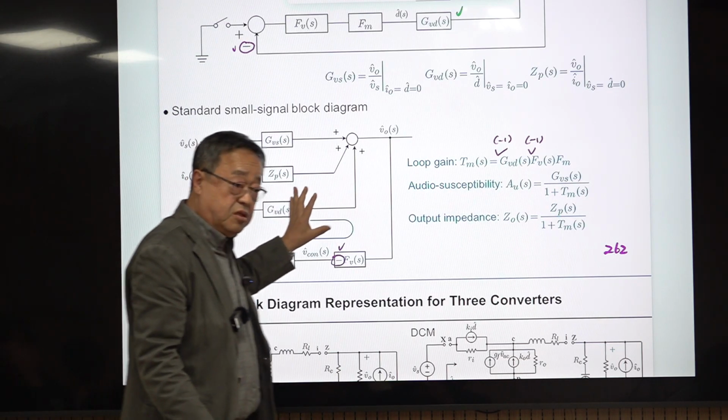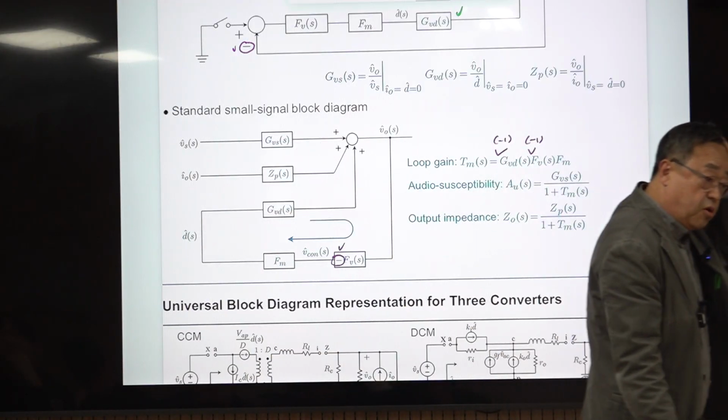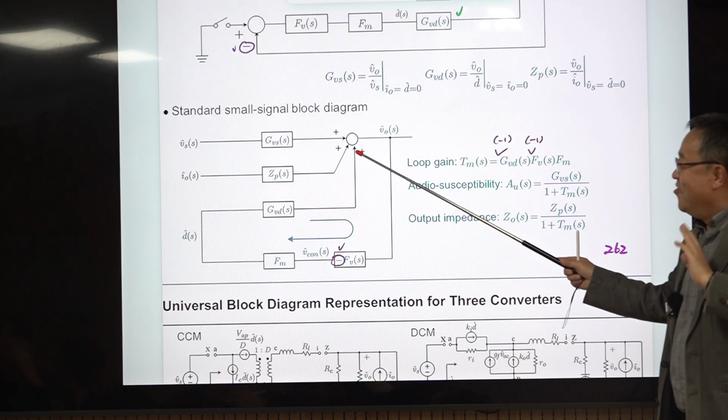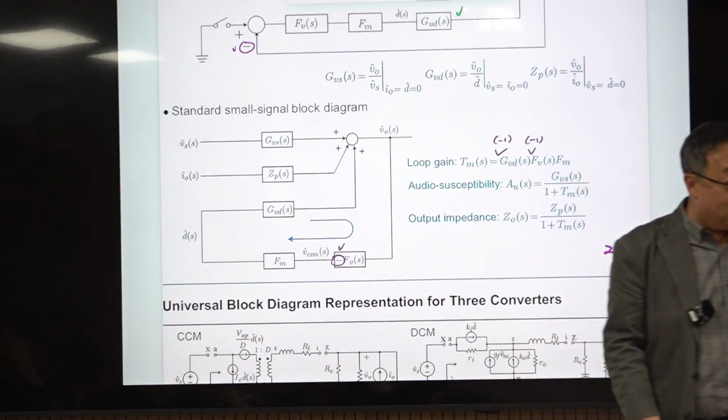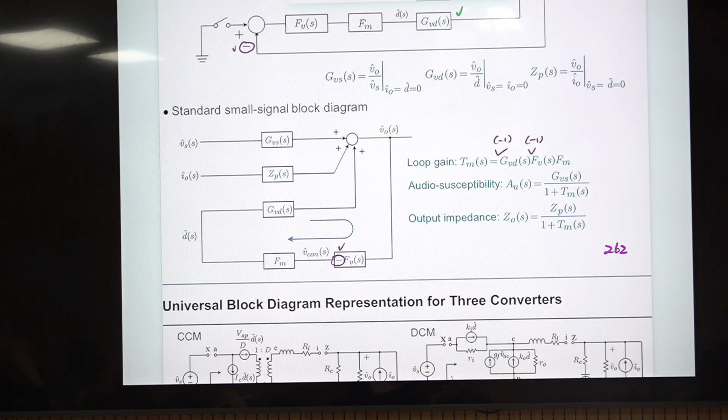I saw this for the first time and I was very confused. What is this? Where is the input? Where is the output? Everything is embedded here, okay? You don't have to use this summing block.